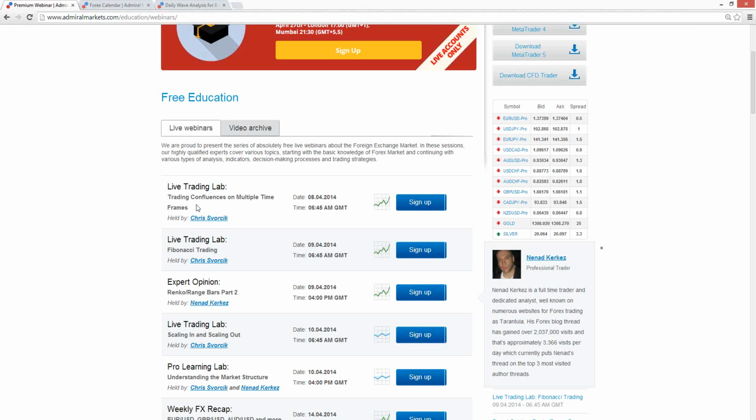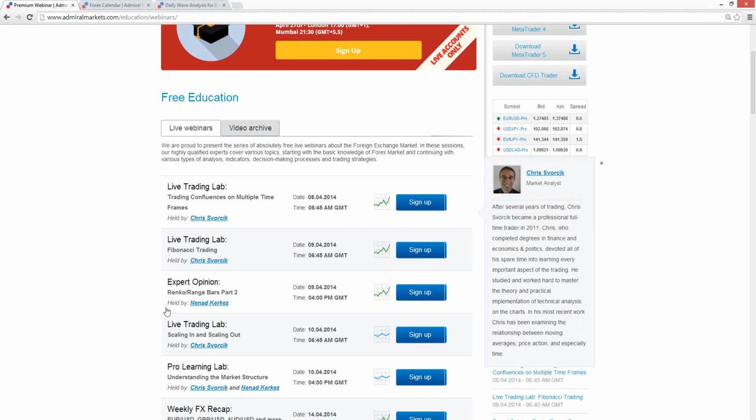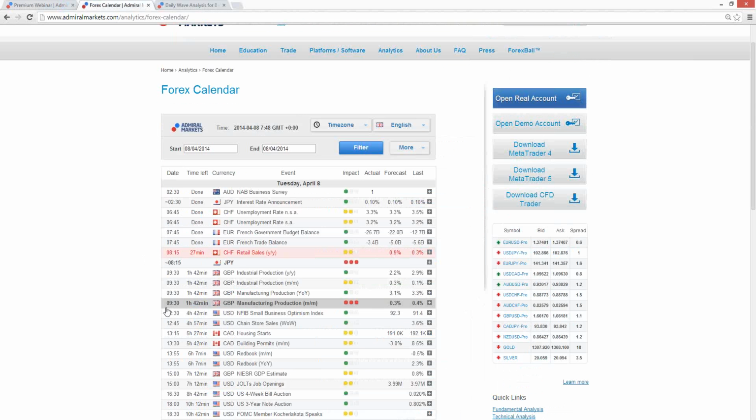Today we have trading confluences on multiple time frames. But I wanted to actually take a look at the calendar here. We have pound news an hour 42 minutes from now, so that's something to be aware of.